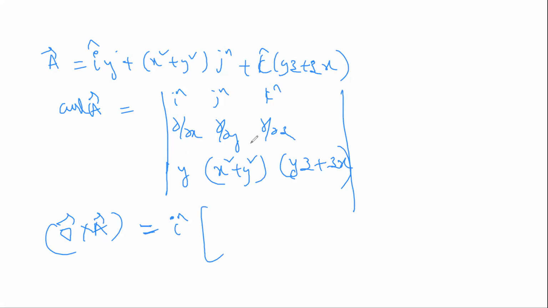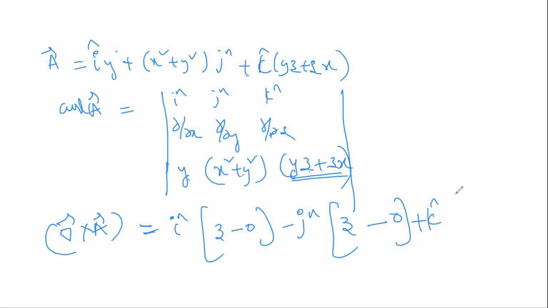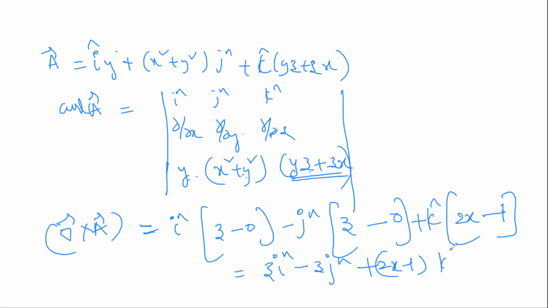i cap into dou by dou y of this one, z, minus dou by dou z of this one, what is that? 0. Minus j cap into dou by dou x of this one, z, minus dou by dou z of this one, 0. Plus k cap into dou by dou x of this one, 2x, minus dou by dou y of this one, 1. Okay, so finally I'll get z i cap minus z j cap plus (2x minus 1) k cap.